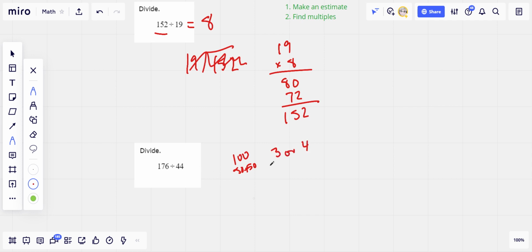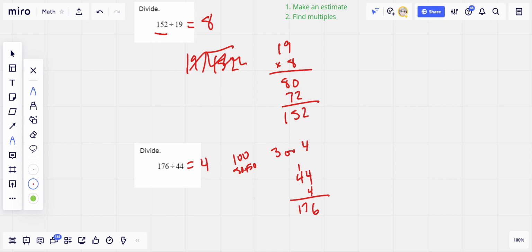And it looks like to me that 3 44s would be less, because 2 44s would be less than 100, and this is more than 144. So let's try 4. So 44 times 4 and see what happens. 4 times 4 is 16. Carry the 1, 17, and we've got 176. So if 44 times 4 is 176, then 176 divided by 44 is 4.